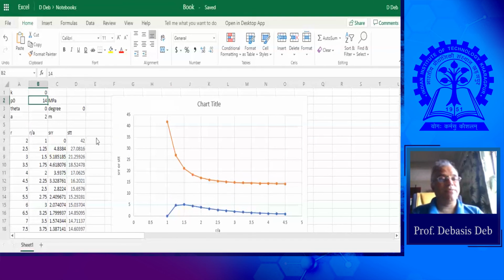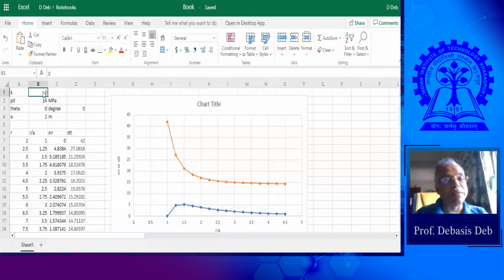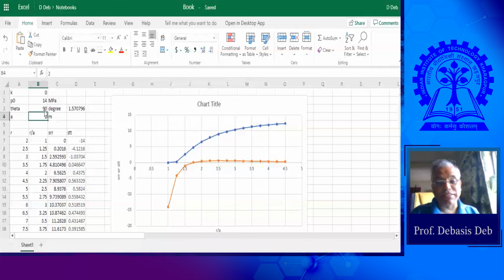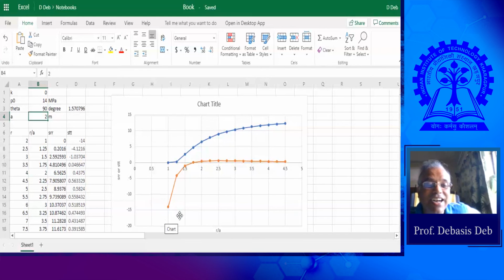Now you see, if I give any other value, let's say if I make it double, horizontal is, oh, okay. Let me show you this. If this is 90 degree, this is very interesting. If I give 90 degree, what happens? You see, if I give 90 degree, this becomes negative. My tangential stress becomes negative. Can anybody tell me what does it mean?